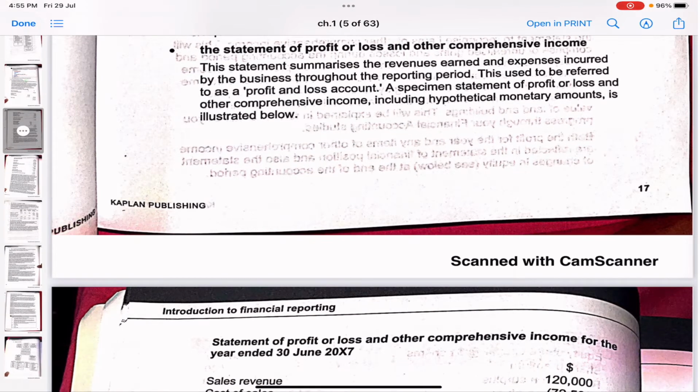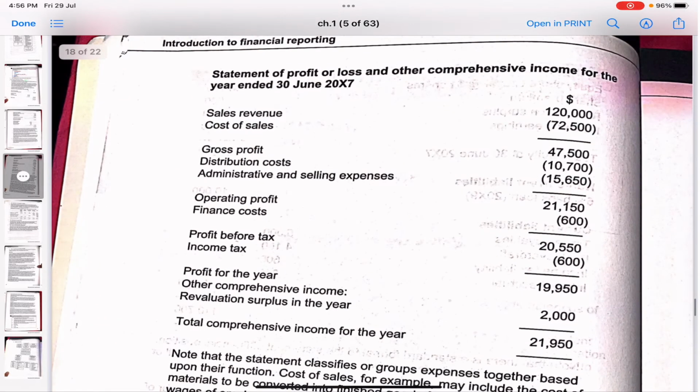The statement summarizes the revenues earned and the expenses incurred by the business throughout the reporting period. So the statement of P&L, or the statement of profit and loss, has the revenue the company has earned and the expenses which the company has incurred, and all of that is shown here. This used to be referred to as the profit and loss account. A specific statement of profit and loss and other comprehensive income, including hypothetical monetary amounts, is illustrated below. Okay, so this is how a statement of profit and loss looks.